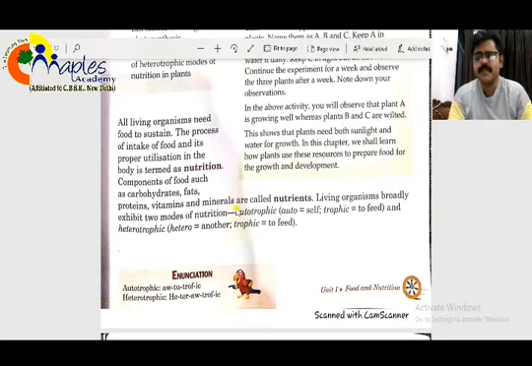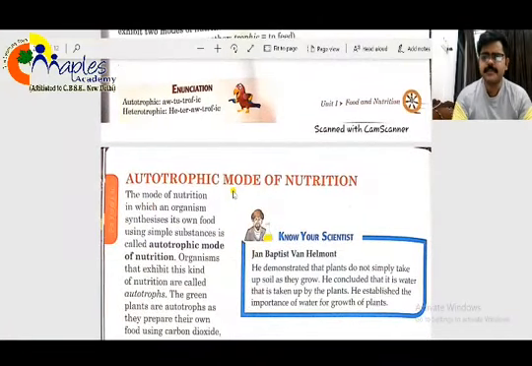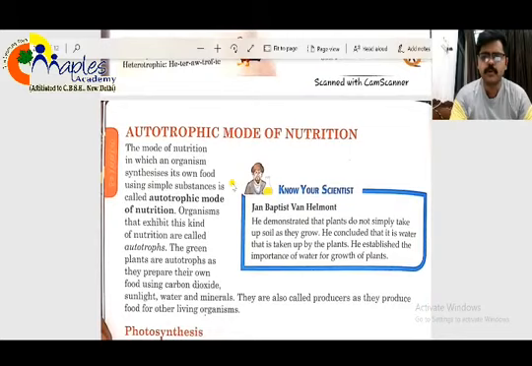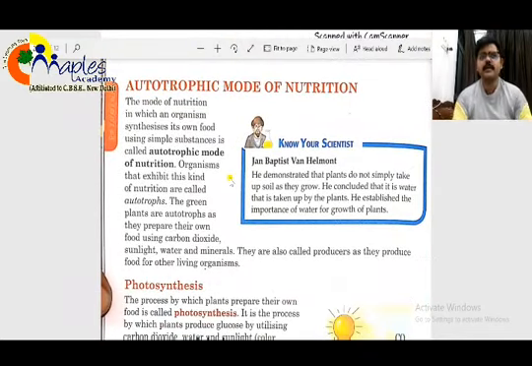When splitting the word, we can say auto basically means self-feeding, and heterotrophic means feeding by depending on others. So autotrophic nutrition basically means an organism is not dependent on another organism for food, and hetero means sometimes an organism will be depending on another organism for food. If I'm talking about plants, they have the autotrophic mode of nutrition, and because of this they are also called autotrophs.